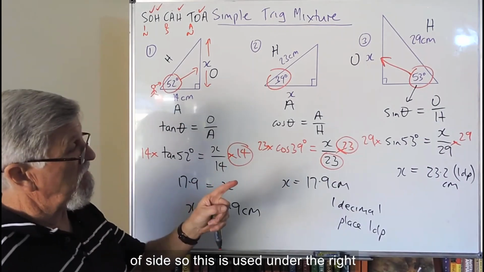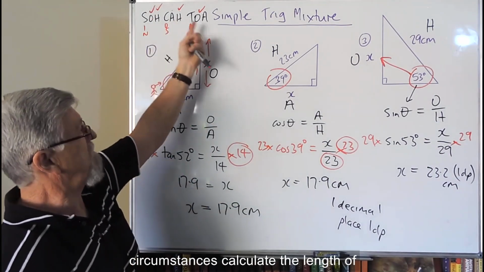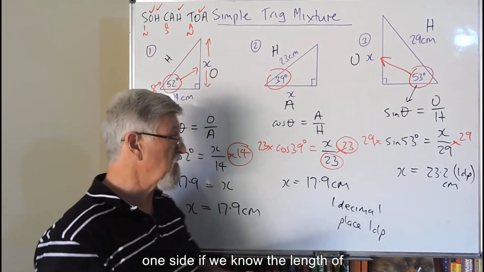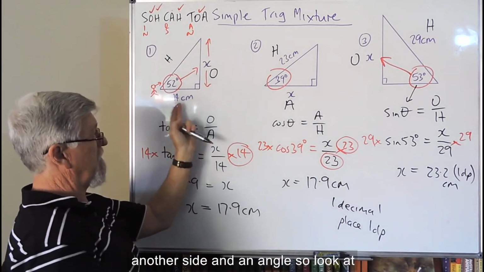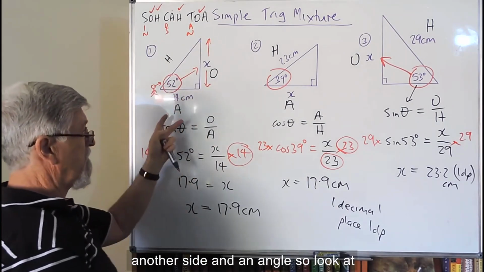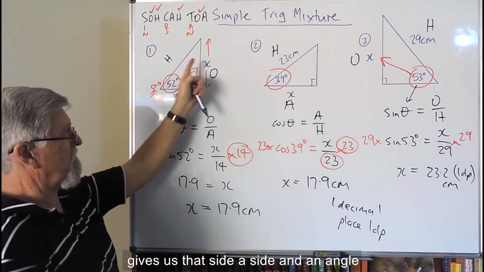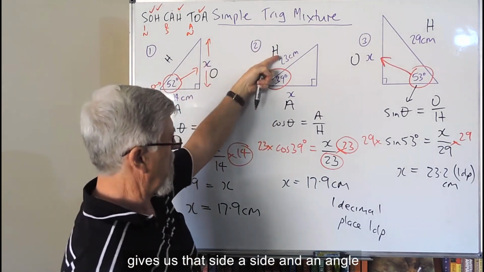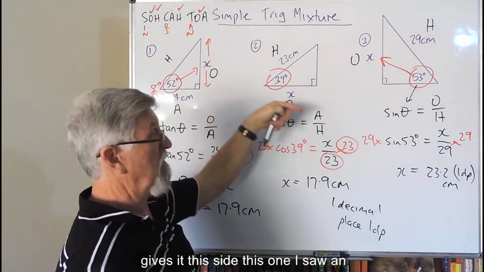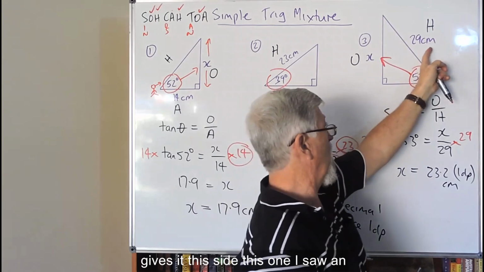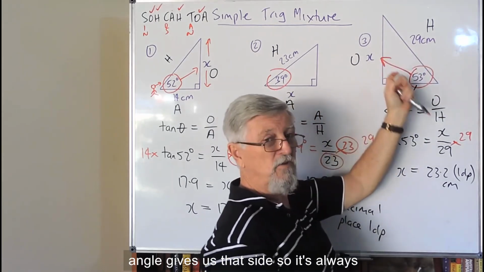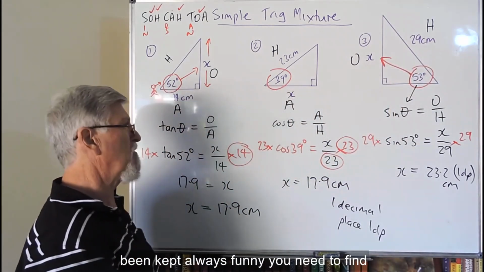So this is used under the right circumstances to calculate the length of one side if we know the length of another side and an angle. Look at this one: a side and an angle gives us that side. A side and an angle gives us this side. This one, a side and an angle gives us that side. So it's always about being careful which one you need to find.